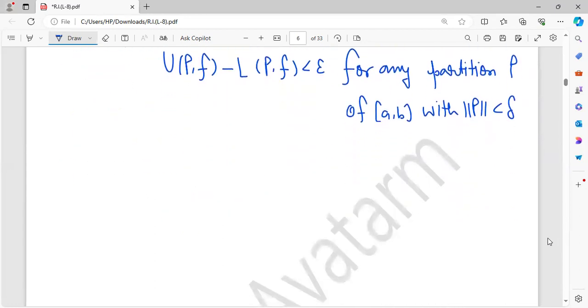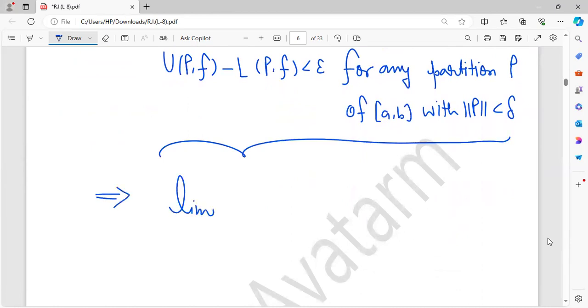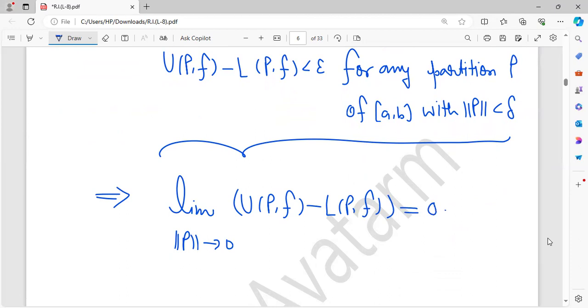So what is the meaning of this? The meaning of this is that the limit as norm P tends to 0 of UPF minus LPF is actually 0. So this corollary is proved.